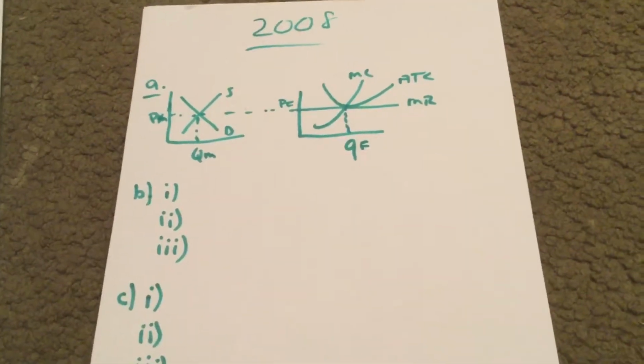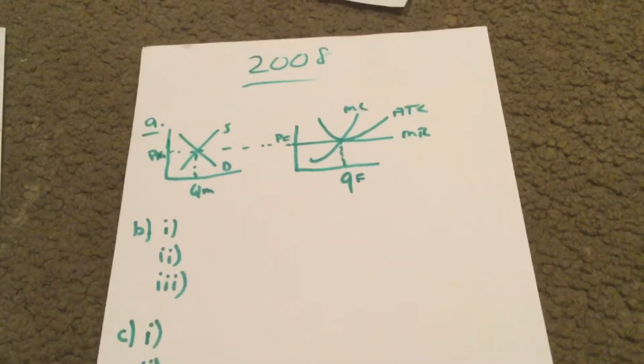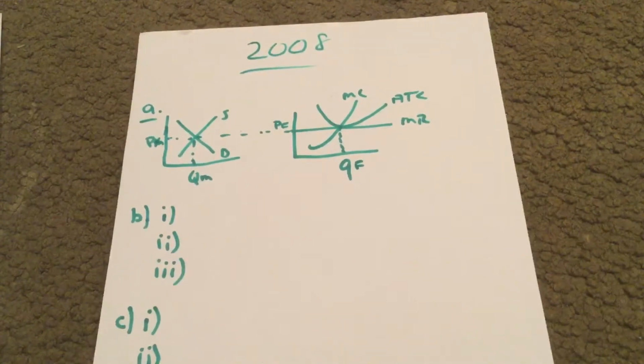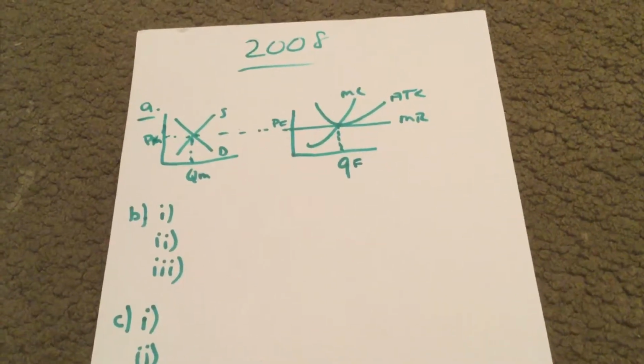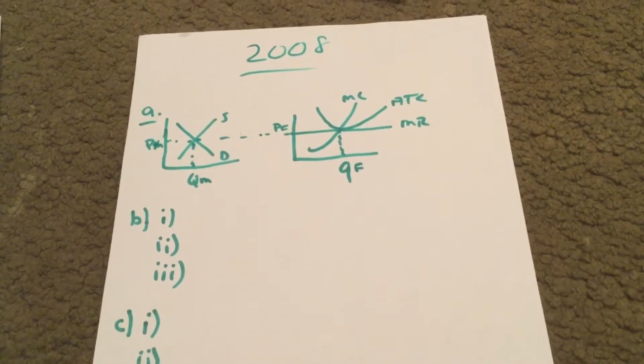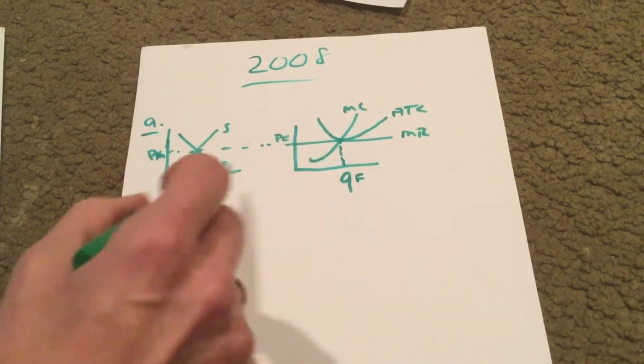I'm just doing that 2008 question. This is Callahan's Orchard, which grows apples, operates in a constant cost, perfectly competitive apple industry, and it's in long run equilibrium. So the first step was to draw the graphs.